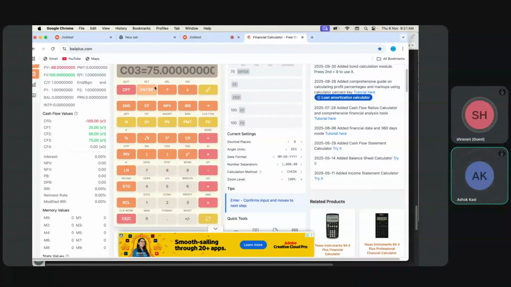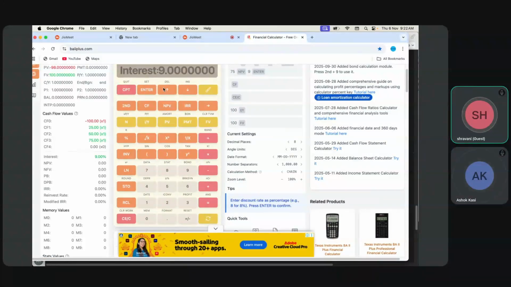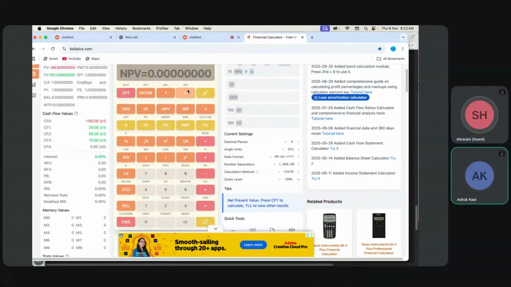Now, after keying in all the data, you click on NPV. Then it is asking what is the discount rate. This interest means discount rate. Discount rate is 9%, right? Don't put percentage, just type 9 and enter. And then downward arrow. The system will show 0. Now you click on complete.